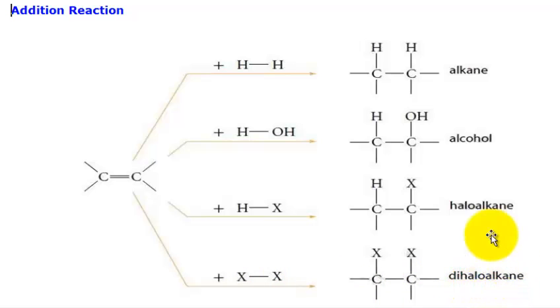dihaloalkane. Now, a haloalkane is an alkane in which one of the hydrogen atoms is replaced by a halogen atom, and a dihaloalkane is an alkane in which two of the hydrogen atoms are replaced by halogen atoms.